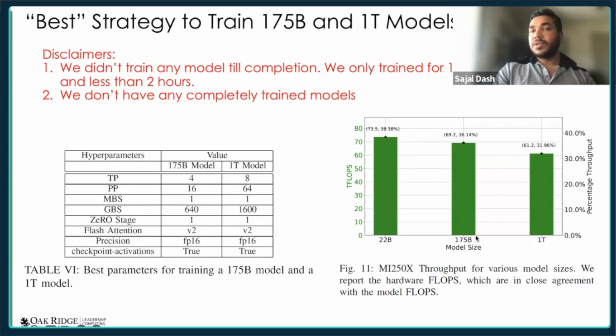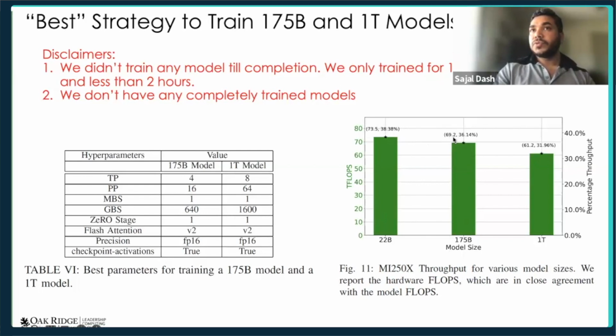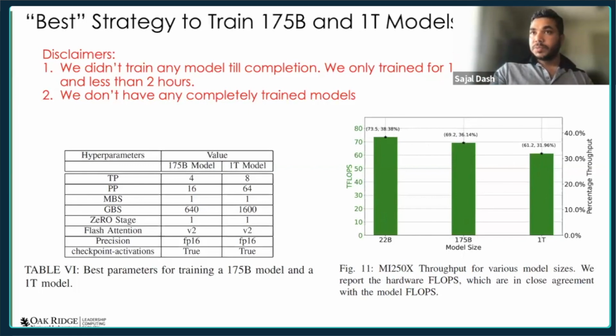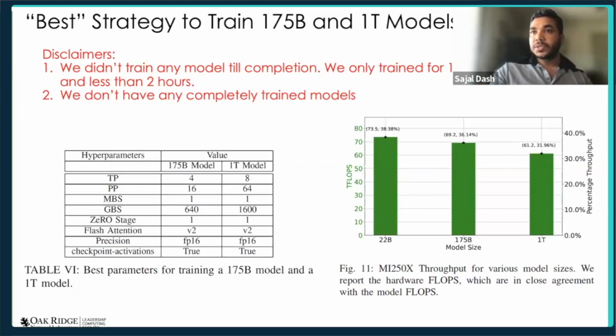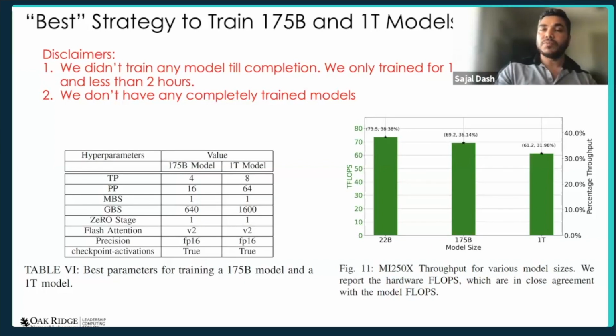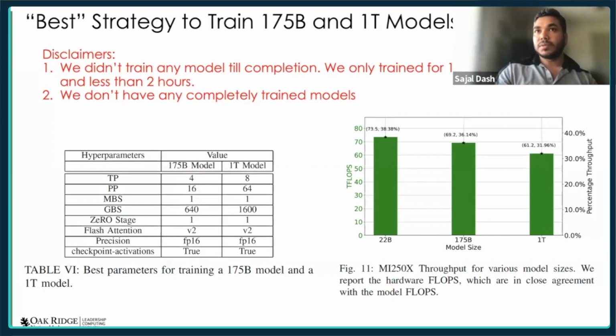For the 175 billion parameter model, we got 69.2 TFLOPS, and for the 1 trillion parameter model, we got 61.2. So you're seeing that it's going down, but it's mostly because the larger the model, the more GPUs it involves, the more communication over Ethernet it incurs. So that's why the throughput is going down. But still, for a first effort, we are satisfied with the throughput that we are getting, and we believe that with some further optimizations, we can improve the numbers much better.